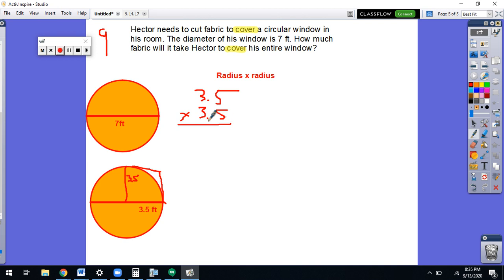So I'm going to take this 3.5 and move the decimal, that becomes a 35. And this one, move the decimal, now it's a 35. I know how to do 35 times 35. It's okay to do this as long as at the end you move everything back, and that's what I'm going to show you. So 5 times 5 is 25. Here's the 5. There's the 2. 5 times 3 is 15, 16, 17.